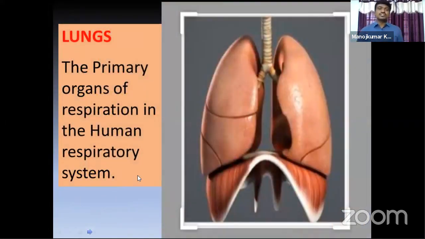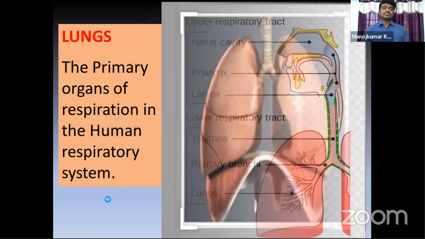So human respiratory system, lungs, isn't it? A pair of lungs, the primary organs. These are the lungs which are the primary organs of respiration in the human respiratory system. These lungs serve as gas exchanging organs. They serve as gas exchanging organs. These are the primary organs of respiration in the human respiratory system.